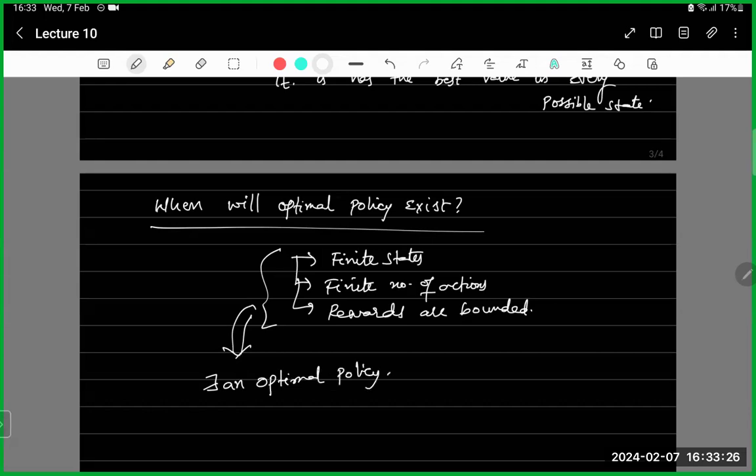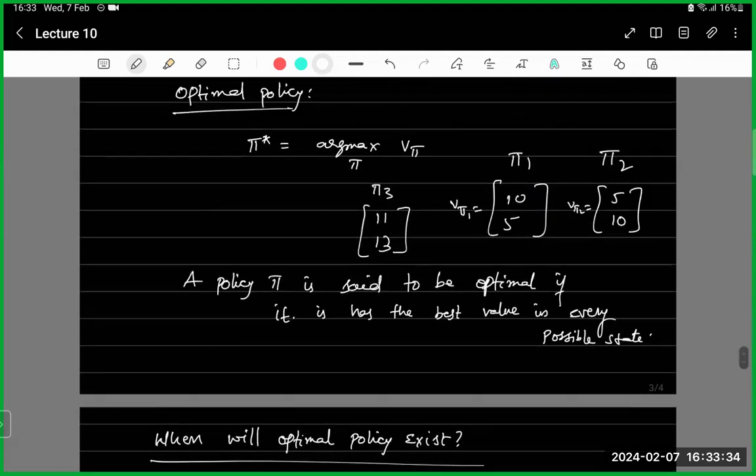Okay, is this clear to everyone? You are able to appreciate, right, why it could be possible that the policies are such that no policy is strictly better than another policy. So you might end up saying that there is no optimal policy for a given MDP if we go with this definition.